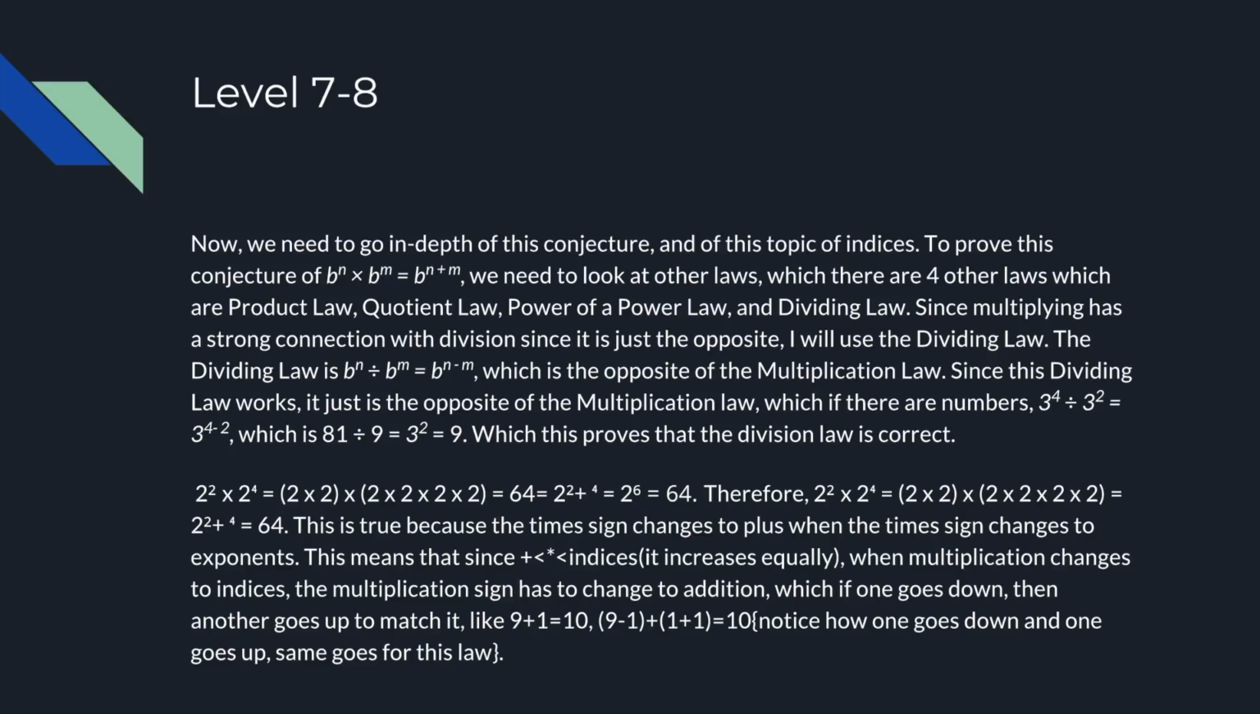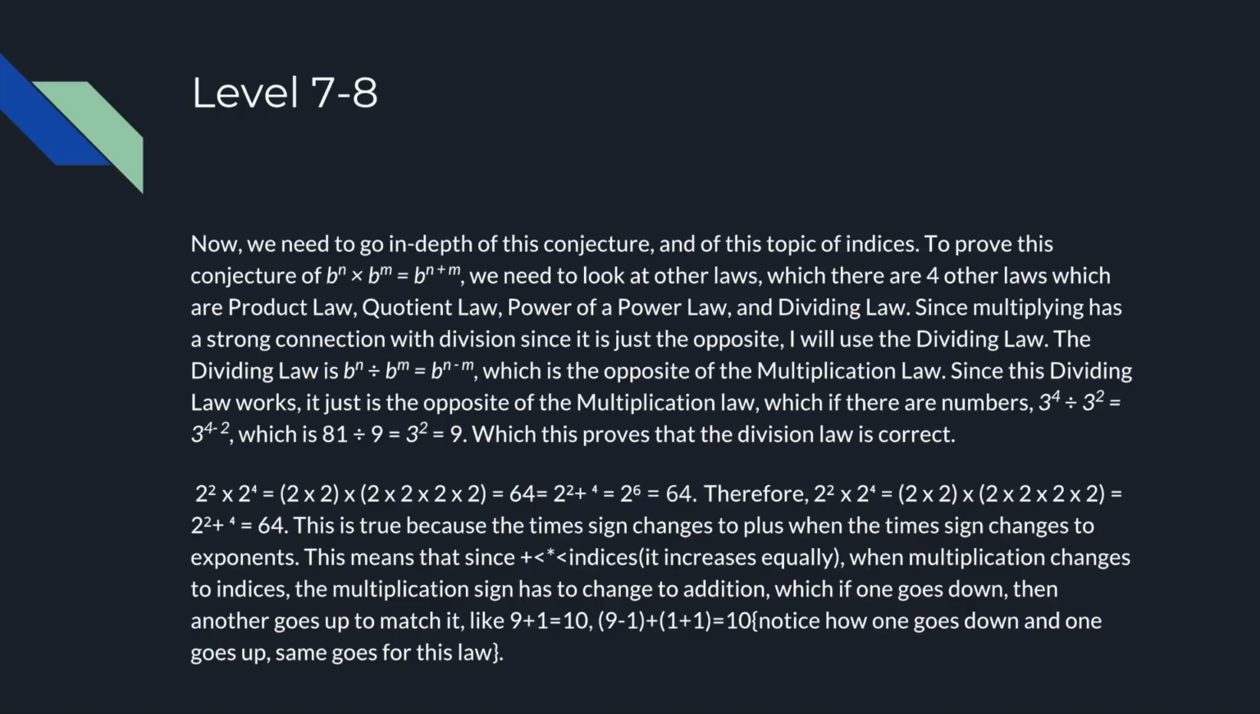Since multiplying has a strong connection with division, being just like the opposite, I'll use the dividing law, which is fairly easy to understand. The dividing law is b to the power of n divided by b to the power of m equals b to the power of n minus m, which is similar to the multiplication law but uses subtraction and division, the opposite of the multiplication law. And since this dividing law works, the multiplication law, being its opposite, works too.